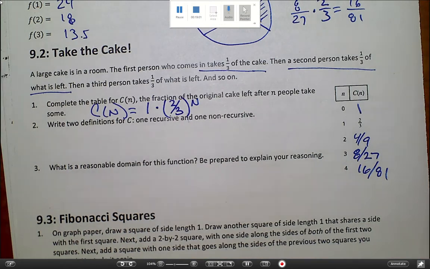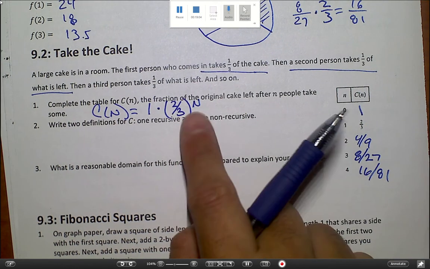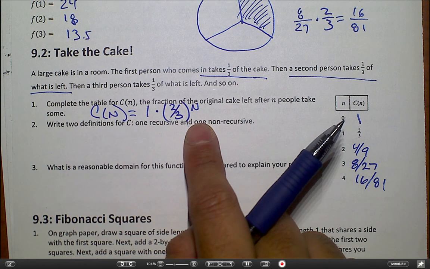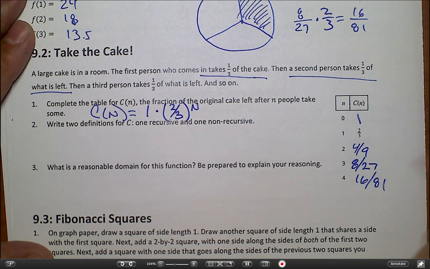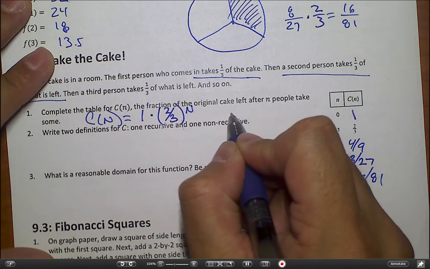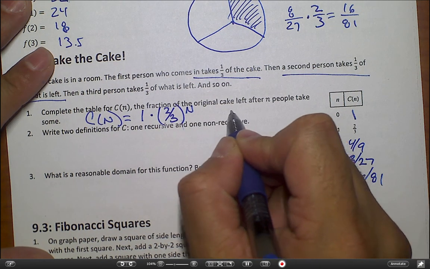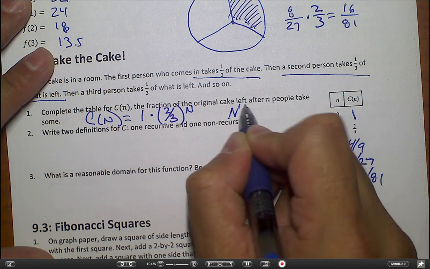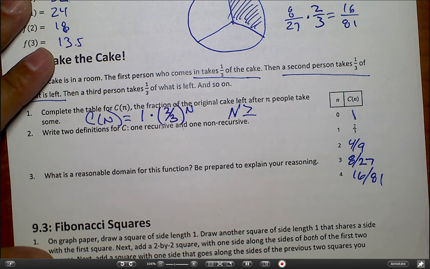Now let's take a look. A recursive would be, actually no, let's finish my definition. So if I were to finish my definition here, what's needed? Let's define this. What values of n am I going to use?